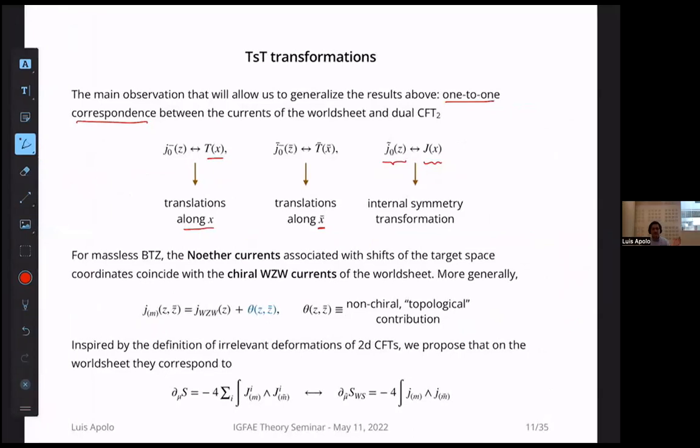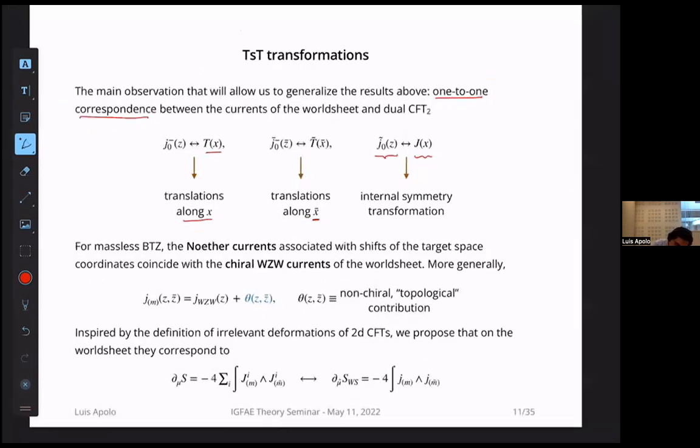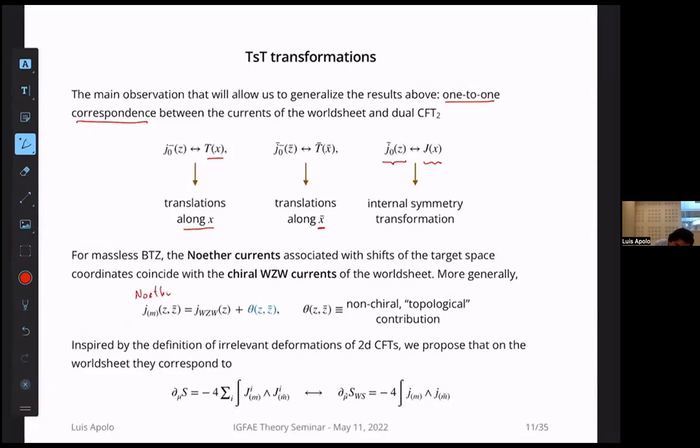Right, so we're going to circumvent this step of finding what D and A are by using TsT transformations. There were two main observations. One was this one-to-one correspondence between the worldsheet currents and the currents on the CFT. The other one is that the Noether currents that would generate shifts of the target space coordinates on the worldsheet do not always coincide with the Kac-Moody currents of the SL(2,R) Wess-Zumino-Witten model. This happens for the Poincare AdS3 and the massless BTZ black hole, but more generally, the Noether current agrees with the Wess-Zumino-Witten current up to a so-called topological contribution.